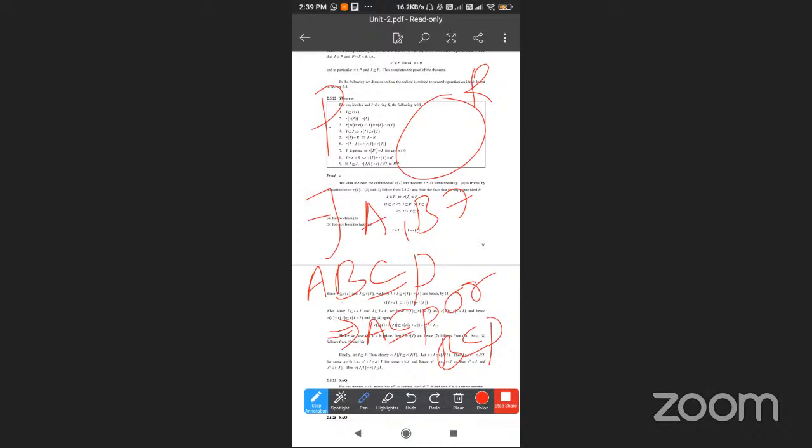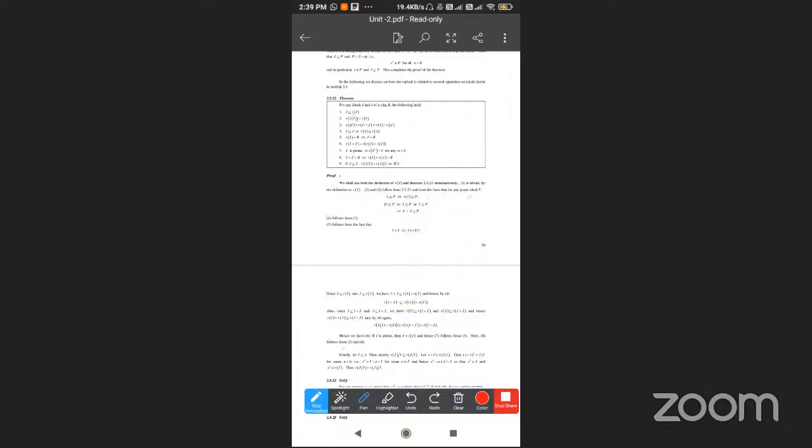On the other hand, the definition: P is an ideal of a ring is said to be primordial if there exist two ideals A, B such that AB is a subset of R equal to P, then either A is a subset of R equal to P or B is a subset of R equal to P. Then P is called a primordial of a ring. Same concept we have to do.